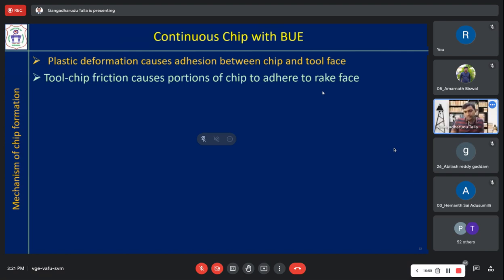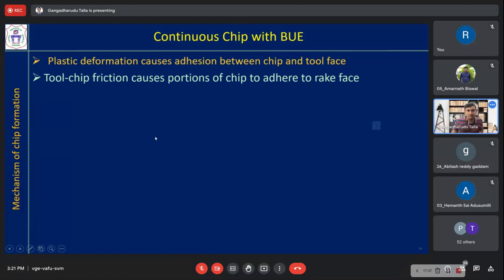Rake surface of the cutting tool, or some amount of the plastically deformed material will overflow to the flank surface as well. So whatever material is sticking to the cutting tool, over a time, after some time, it will accumulate and form like a small lump. That is called built-up edge. It will act as a cutting edge later. That we will see with one or two figures.